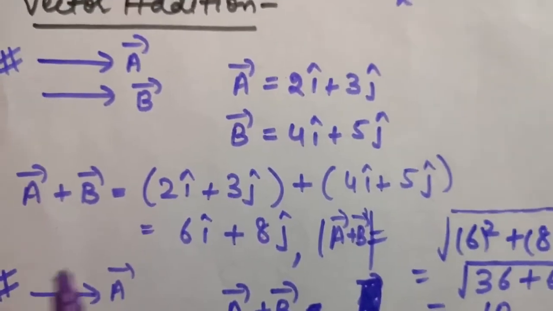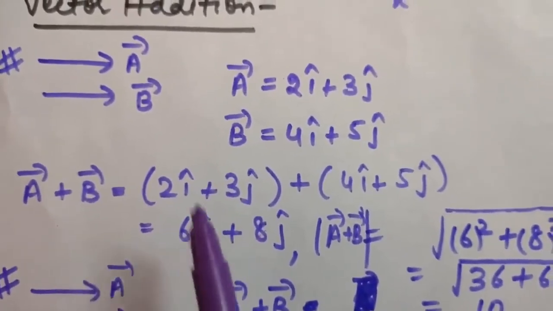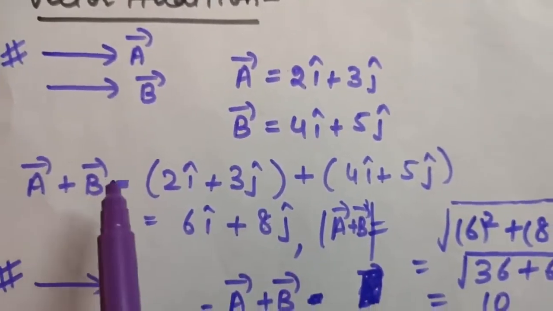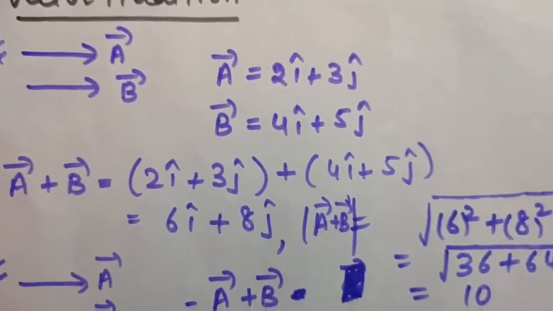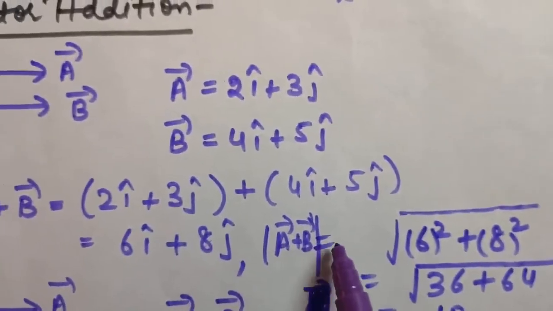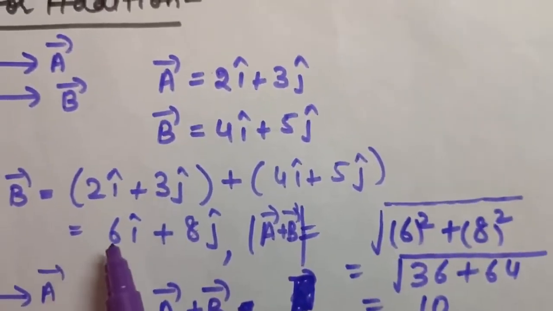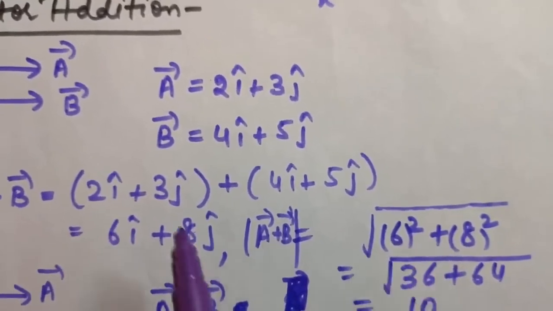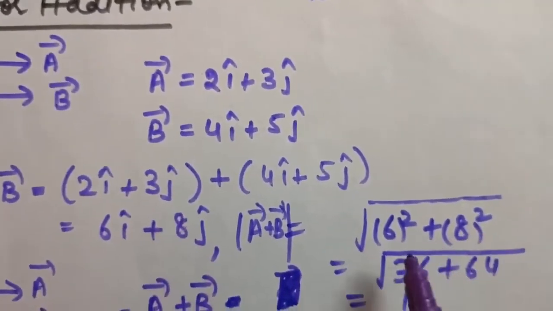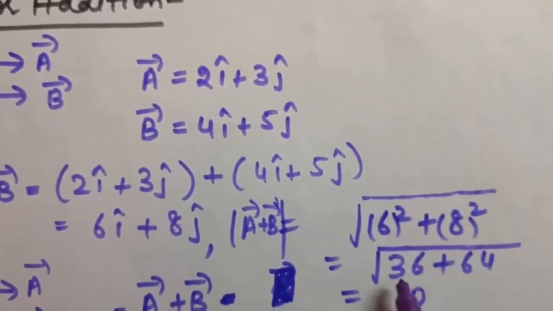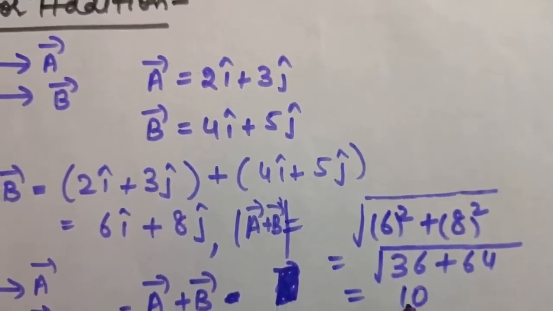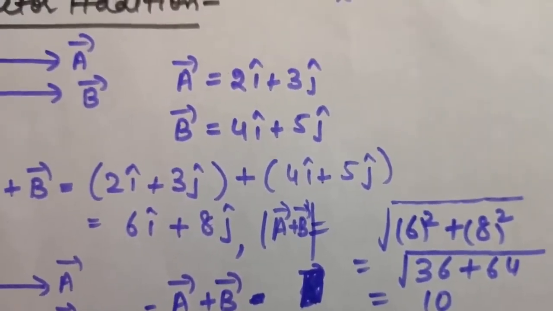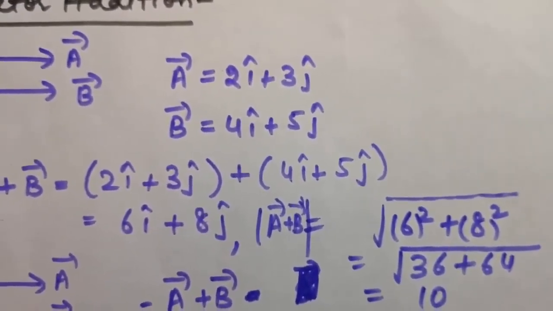Okay, so similarly, A plus B, which you calculated when they were in the same direction, was coming to be 6i cap plus 8j cap. Now if I ask you what will be the magnitude of A plus B, the magnitude of A plus B will be equal to under root of 6 square plus 8 square. That is, the component of i cap squared plus the component of j cap squared. So 6 square plus 8 square is 36 plus 64, which will give you 10. Okay, so this is how we calculate the modulus or magnitude of any vector.